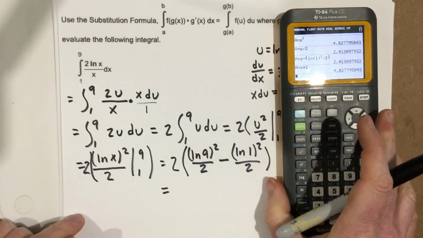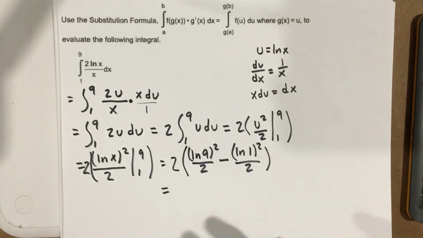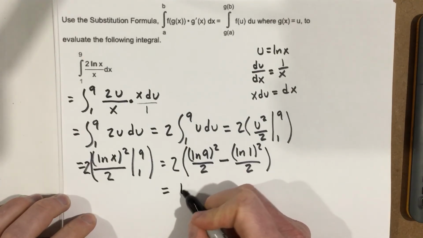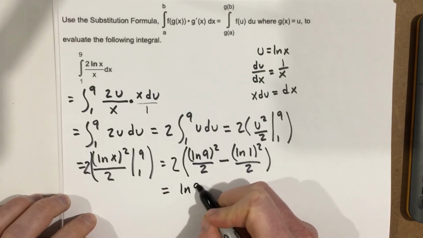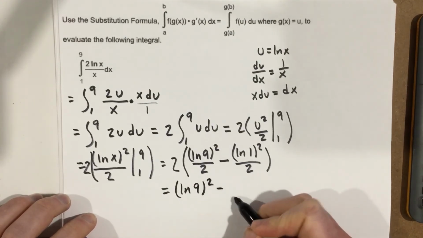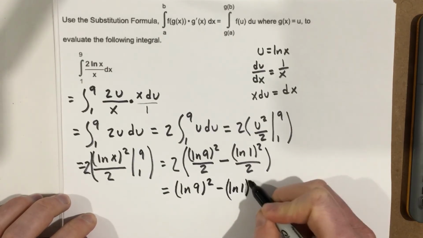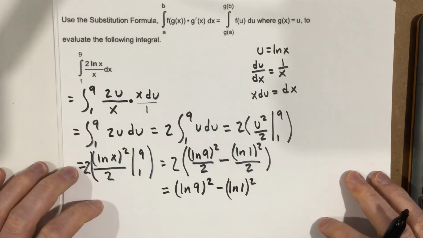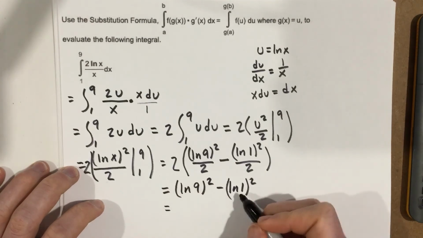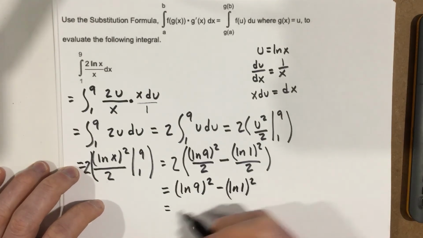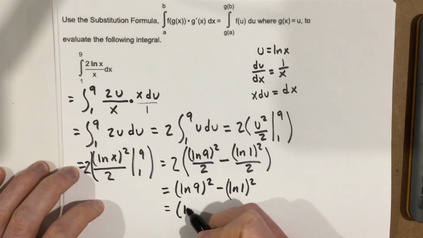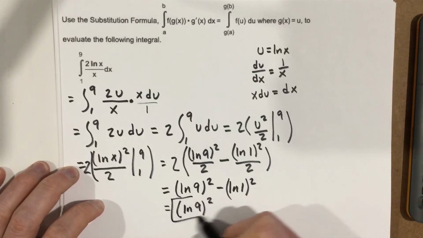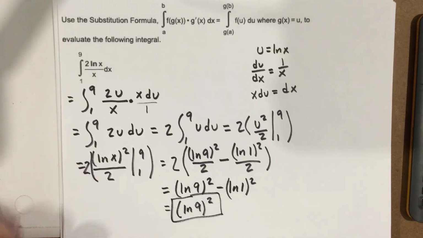So I think they want us to go through and evaluate this a little bit. So if I multiply the 2 through, distribute that, I end up with natural log of 9 squared minus natural log 1 squared. Now natural log of 1 is 0. So when I end up with 0 here, I end up with 0 squared, so that's natural log 9 squared. And I think that's how they want their answer. Just leave it as natural log 9 squared for their answer. That should be it.